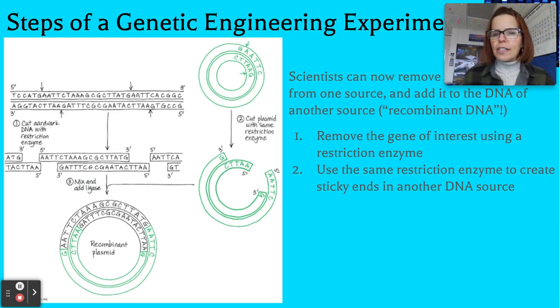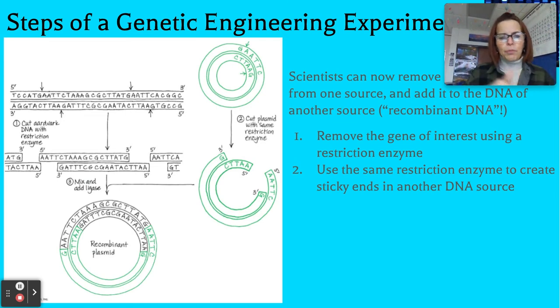But you use the same restriction enzyme to create sticky ends in that plasmid. So look at step number 2. They have a plasmid. The same restriction enzyme is going to cut open the plasmid, and it's going to produce the same sticky ends. So they're going to be complementary.